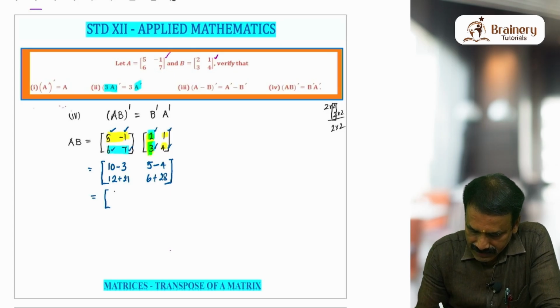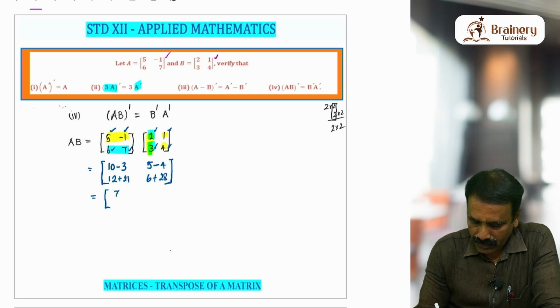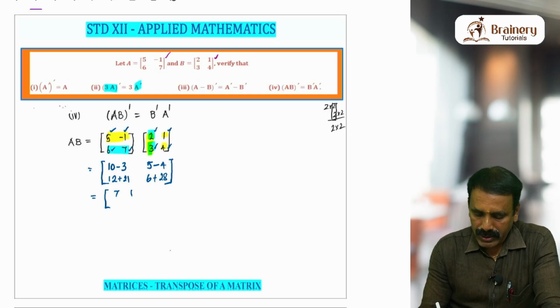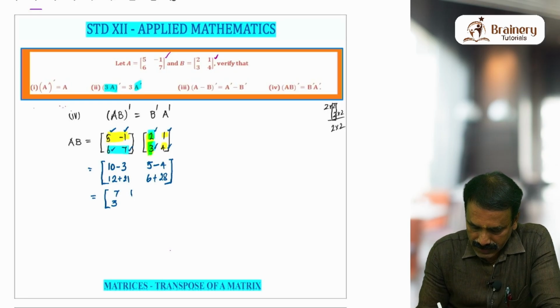10 minus 3 is 7. 5 minus 4, 1. 12 plus 21, 33. 6 plus 28, 34.